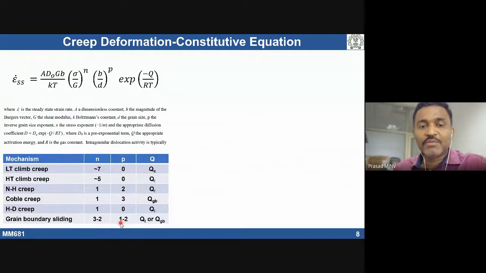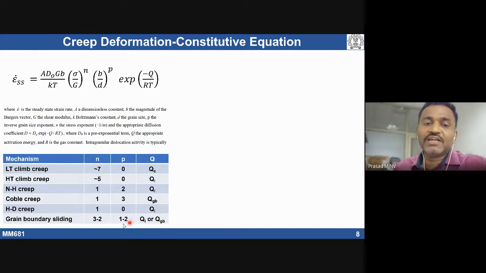Accordingly, your p value can be 1 and 2, and accordingly we see Q_L or Q_GB, depending on grain size. If the grain size is very fine, where the grain boundary fraction is more, the rate controlling diffusion is basically grain boundary diffusion.